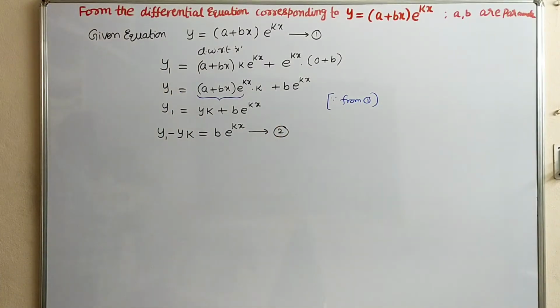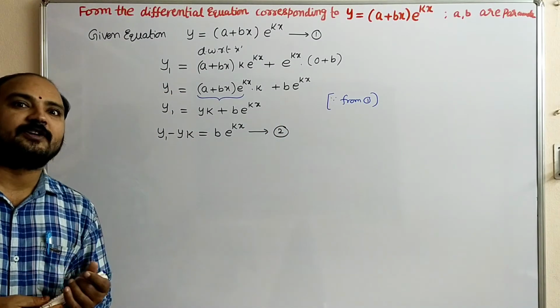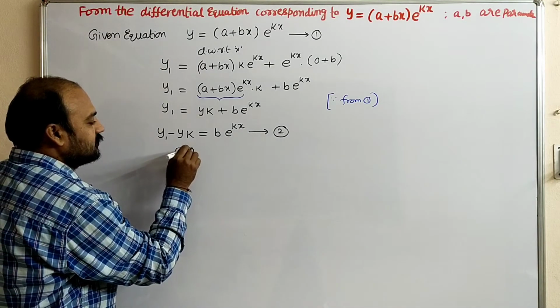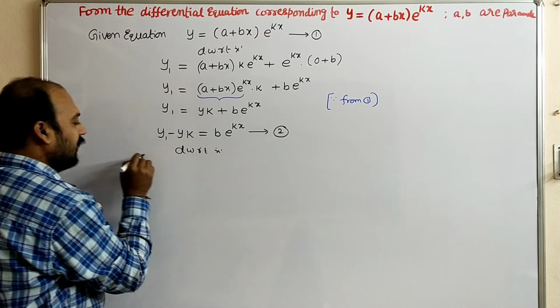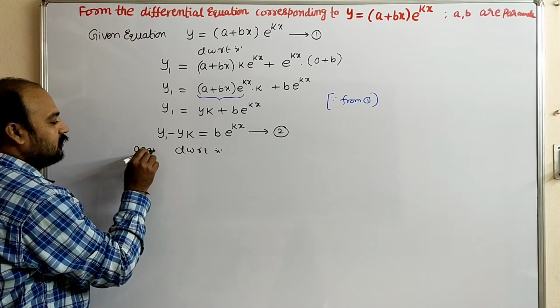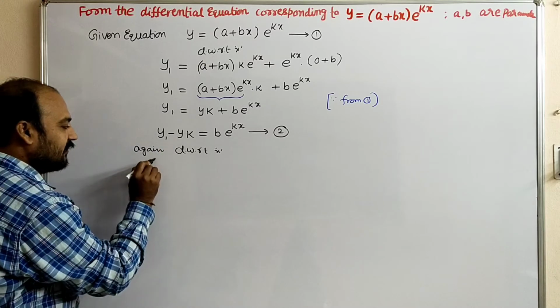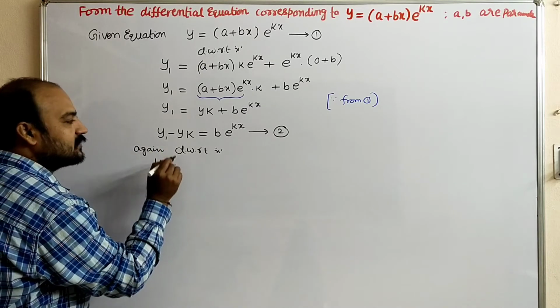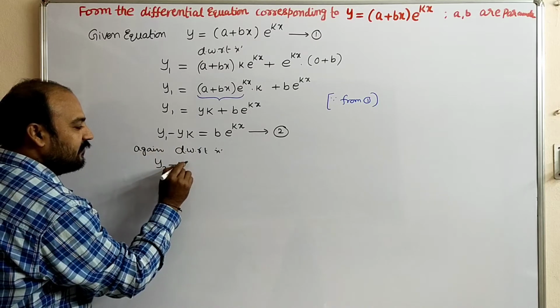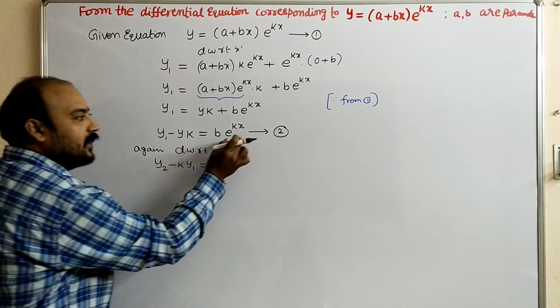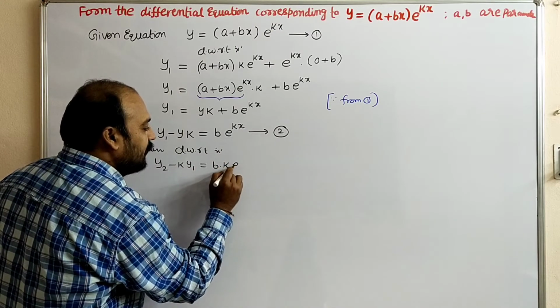Once again you have to differentiate with respect to x. Again differentiate with respect to x. Y1 derivative is y2, minus k constant, y derivative is y1, equal to b into, in e^(kx), derivative is k into e^(kx).